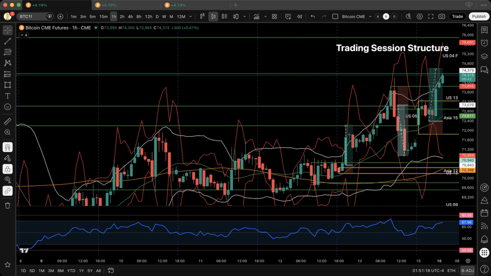Let us begin with time, the first axis. In MRM, time is not measured by clock hours. It is measured by sessions. Asia, Europe, United States. Each session leaves behind a structural anchor candle. That anchor becomes a reference box. And those boxes create containment.